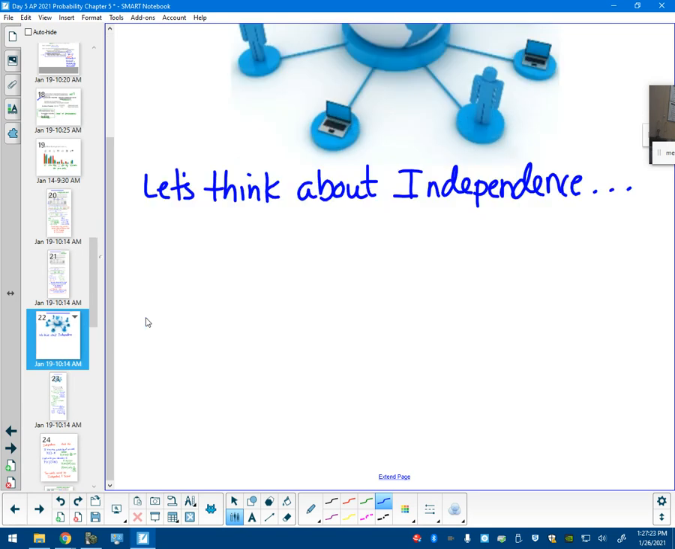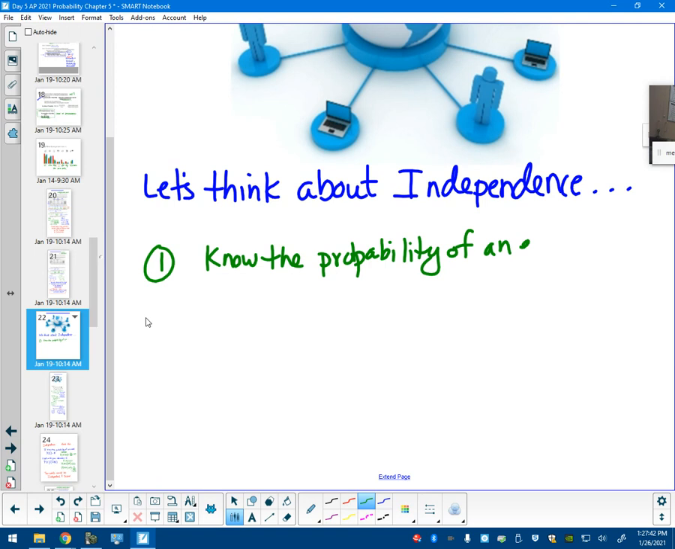So please write this on your page 3. The first thing you have to do is know the probability of an event. Like the probability of X equals some number. And I will give you an example right here.